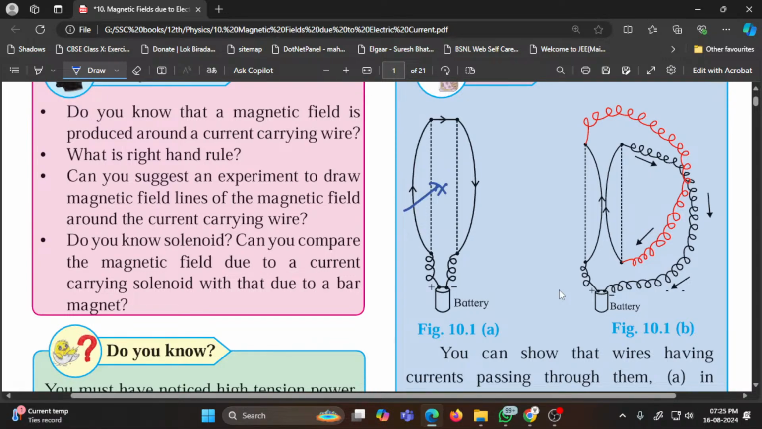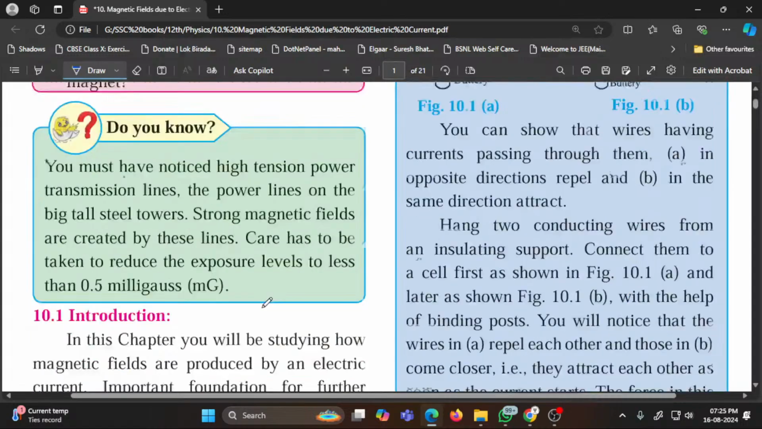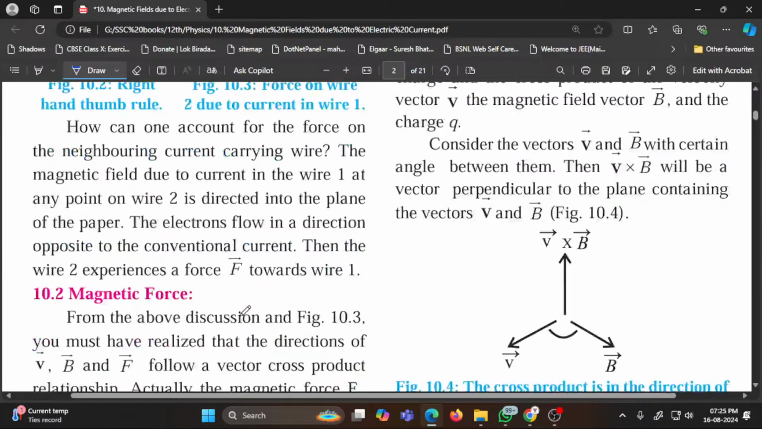Hence we see that the two fields are in this direction, so we can apply the direction and then we can see whether the force is attractive force or the repulsive force.